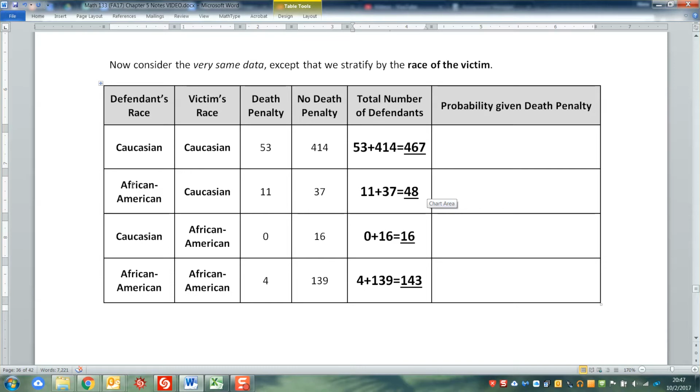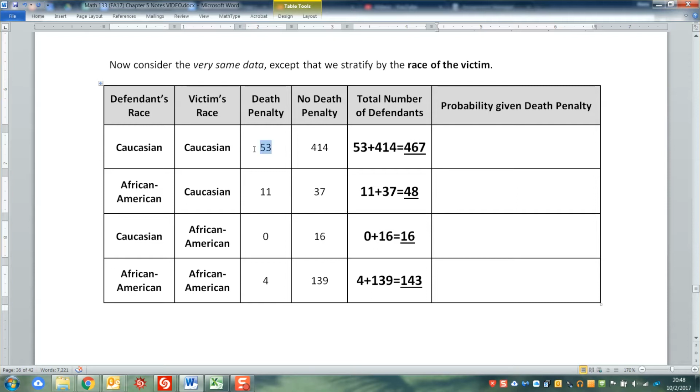So I can see that for an African American defendant who killed a Caucasian person, I have 11 and 37 here. So I add those up, I get 48. For a Caucasian person killing an African American person, there were no death penalties applied and 16 convicted. So that gets you 16 defendants total. And then African American killing another African American person is 4 death penalties and 139 no death penalties. That gets you 143.